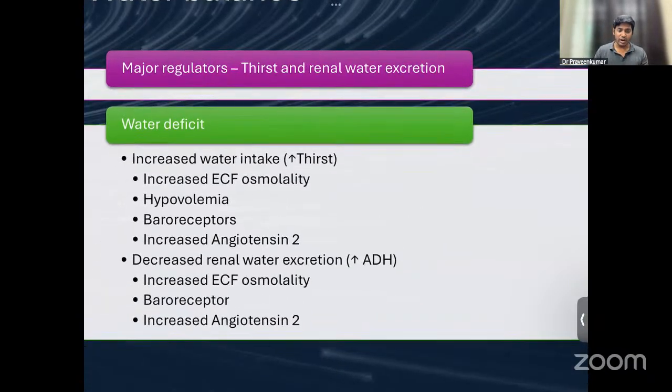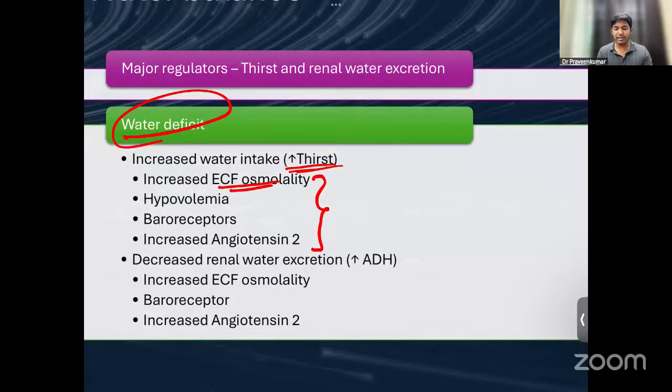Whenever there is a water deficit, two things happen. One thing is going to be an increase in thirst, and this increase in thirst is because of all these things: increased osmolality. Whenever water decreases in the body, our blood will become very concentrated, and when the blood is very concentrated, we know the osmolality is going to be very high. This high osmolality and water deficit cause hypovolemia, and this hypovolemia activates your baroreceptors. When they are activated, they activate the renin-angiotensin system and increase angiotensin 2. So all these finally act in the brain, and that will increase thirst.